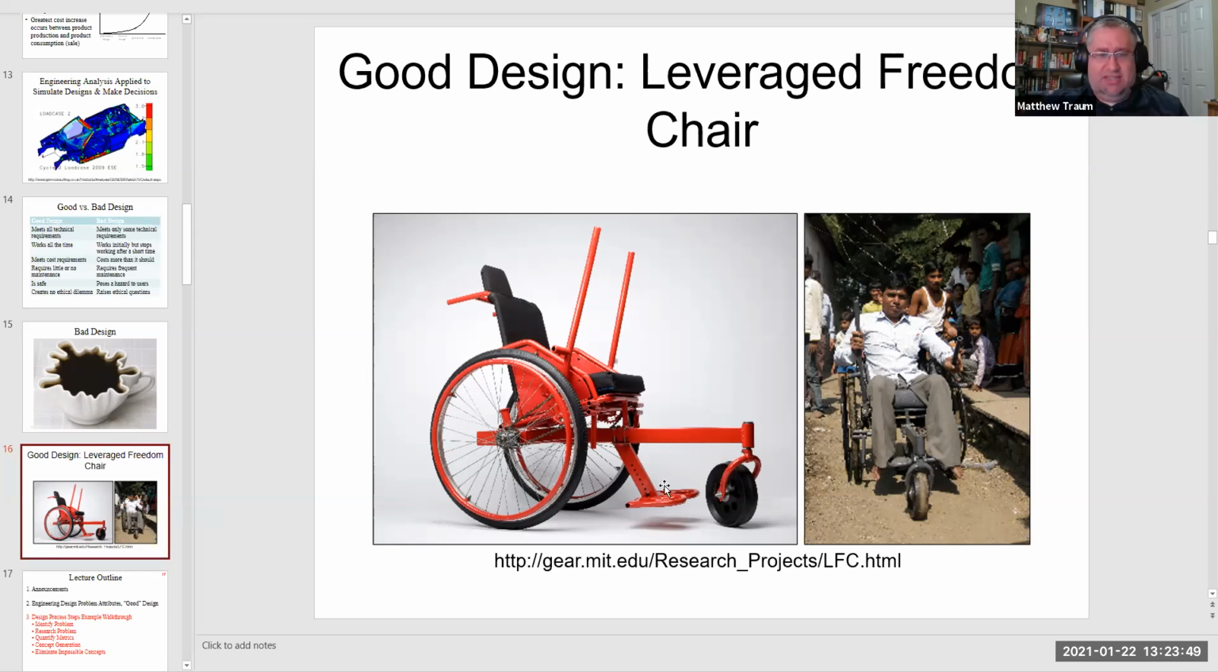So this is an example of an incredibly good design, particularly appropriate design for a developing or a rural community type environment where the roads aren't necessarily paved like they are for our conventional wheelchairs. And so I just wanted to show this as another example.